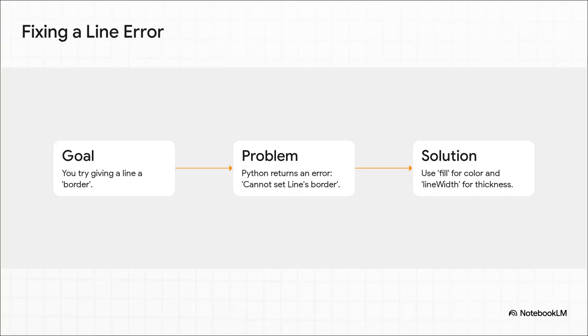Oh, this is a classic. You think, hey, I'm gonna add a border to my line. You run the code, and bam, an error. But don't panic. Look at what the error message says. Cannot set line's border. It's not just yelling at you, it's actually a clue. It's telling you that the whole idea of a border doesn't apply to a line. A line is all one color, so to change it, you use fill.